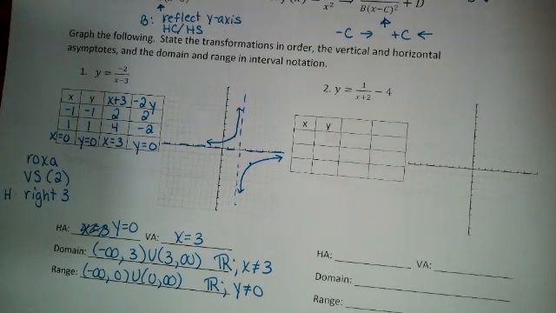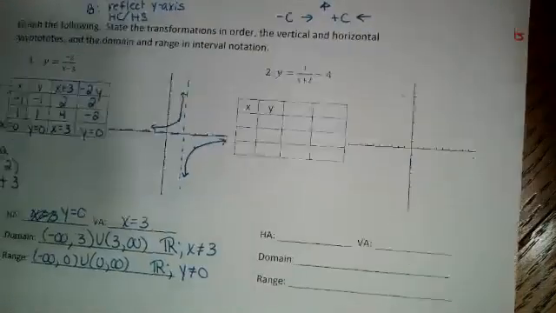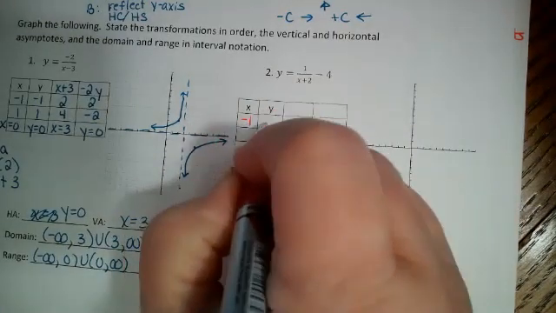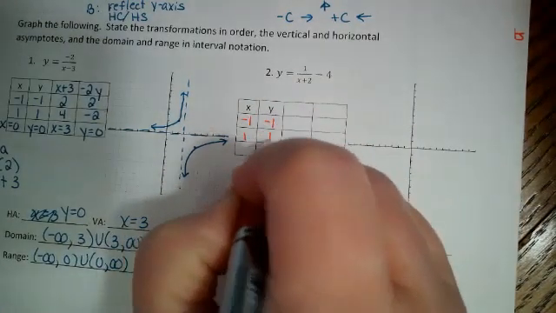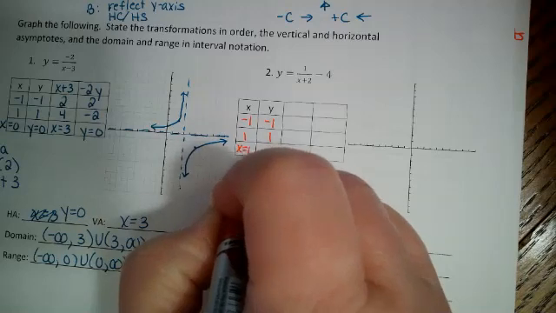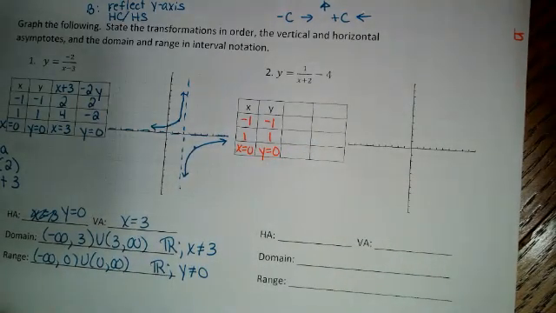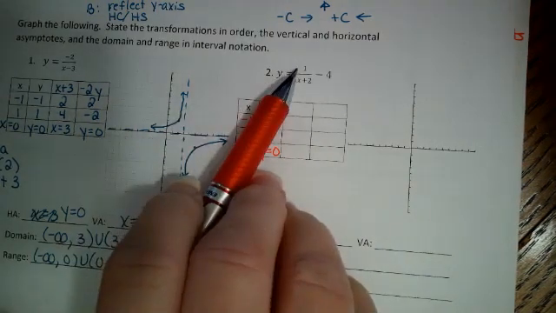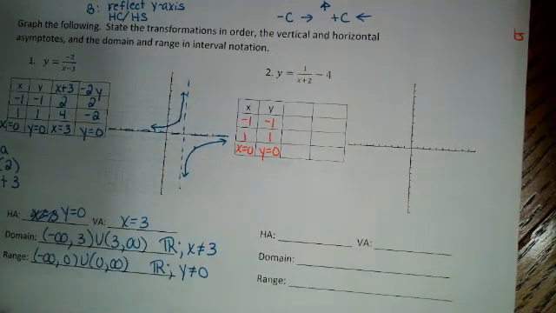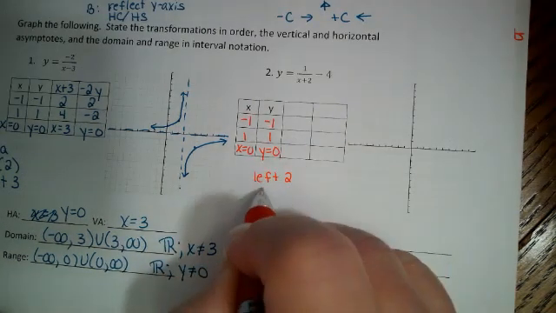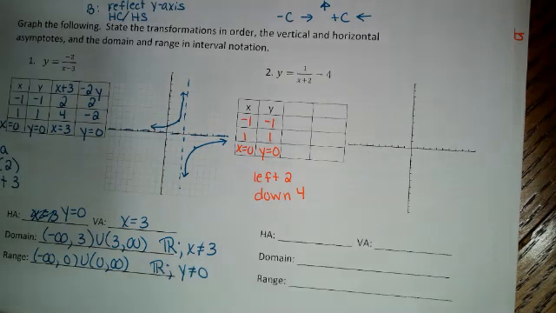All right, let's try another one. Number 2. My parent function table would be -1, -1, 1, 1. And my parent function asymptotes are x equals 0 and y equals 0. My transformations, there are no reflections. There are no compressions or stretches. Those are dilations. But it does move to the left 2 and down 4. So that's going to affect everything.